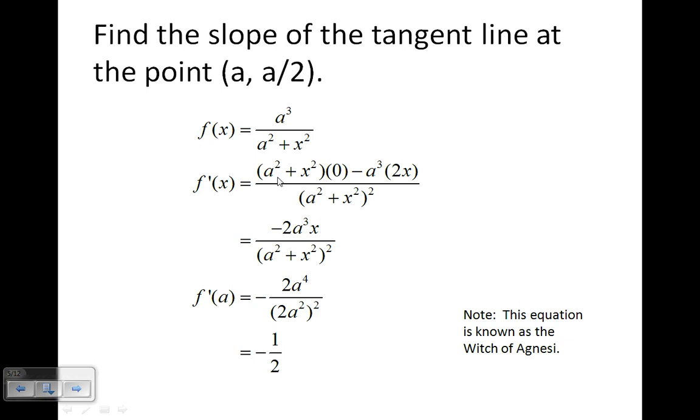When I take the derivative, I'm using my quotient rule again. Because a is a constant, when I take the derivative of the top, I get 0. Just like the previous problem, this whole part is going to cancel out. I get to here. And then I have to think, okay, I want the slope specifically when x is a. So I go ahead and plug in a in place of x, and I get this equation. Simplify it down and get your answer.